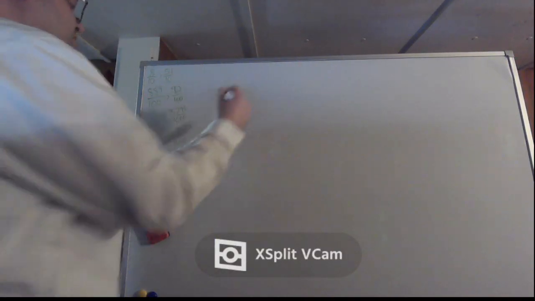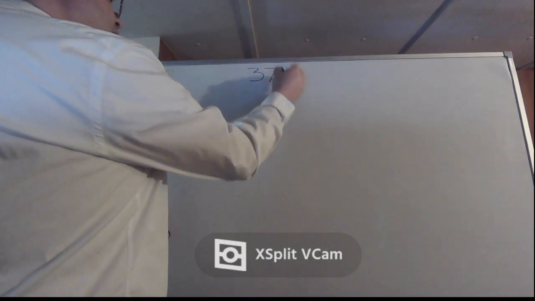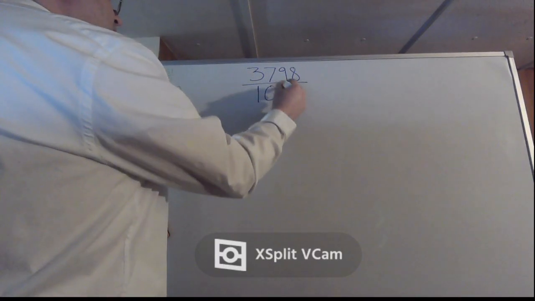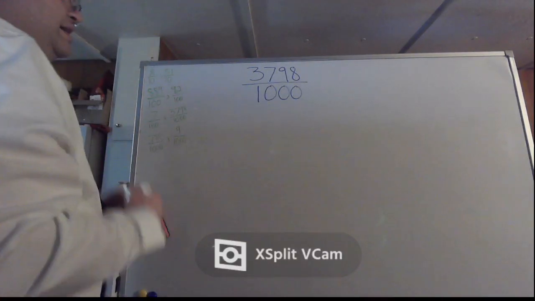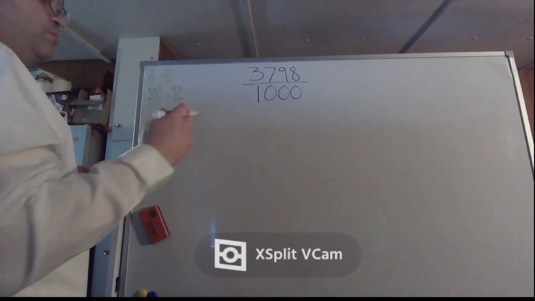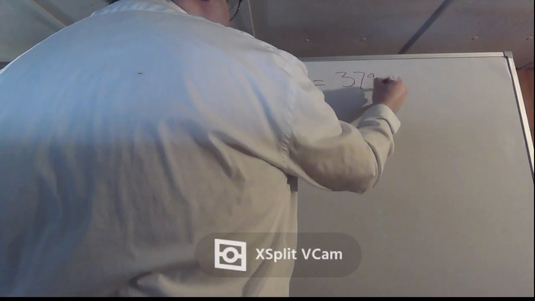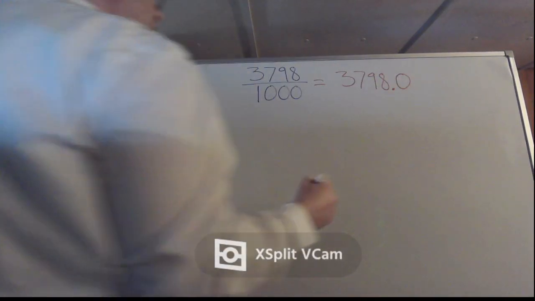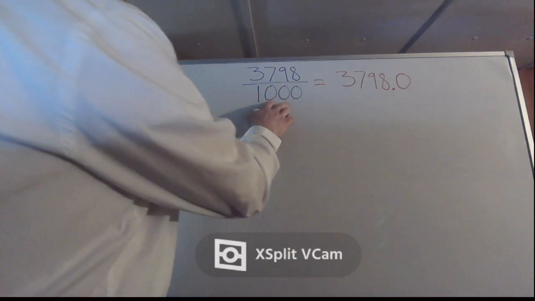Alright. So let's say now we have 3,798 over 1,000. Again, like anything else, take the number in the numerator and write it as that number with 0.0, so you can see where the decimal is located. So you have 3,798.0. How many zeros do we have in the denominator?